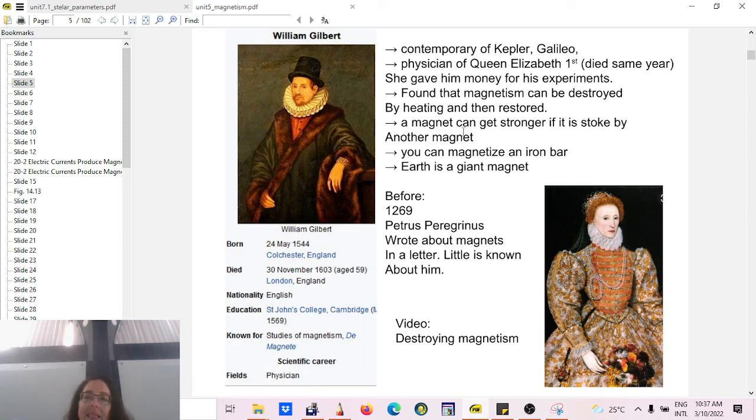He's the one who says, for example, that you can magnetize iron. It's not a magnet, but if you take a magnet and you keep rubbing the iron, it's going to become a magnet. Now, by digging more, so that was in the 16th century.